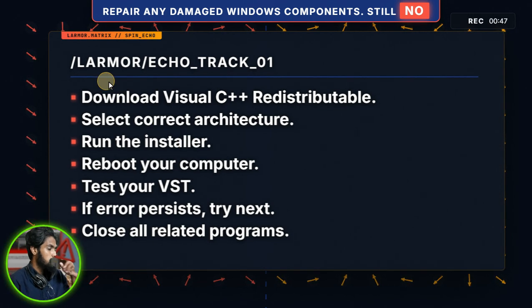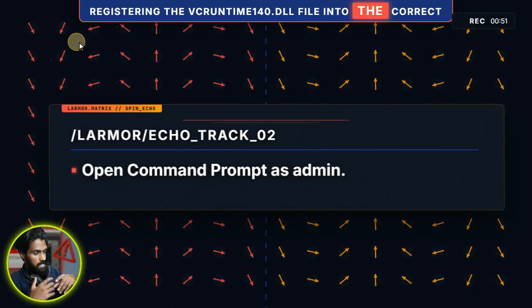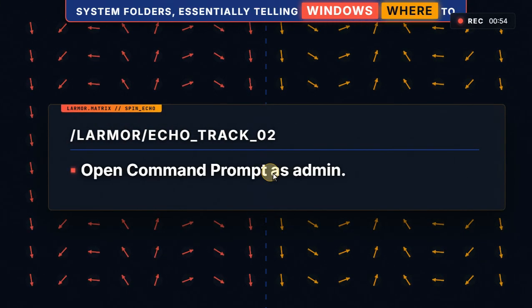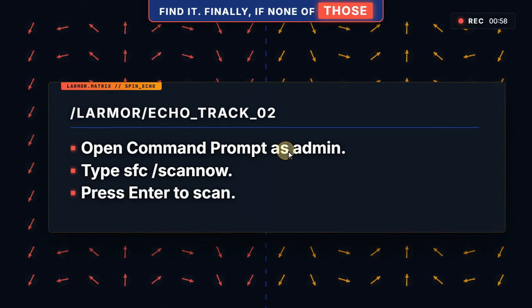Still no luck? Method 3 involves manually placing and registering the VCRUNTIME140 dll file into the correct system folders, essentially telling Windows where to find it.